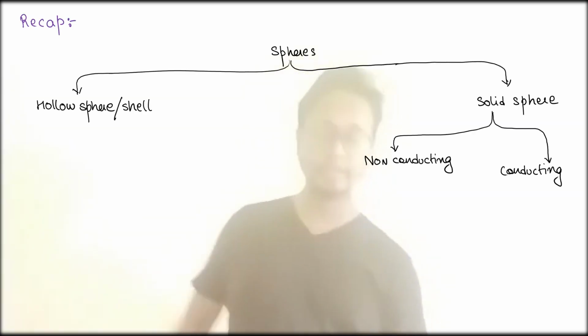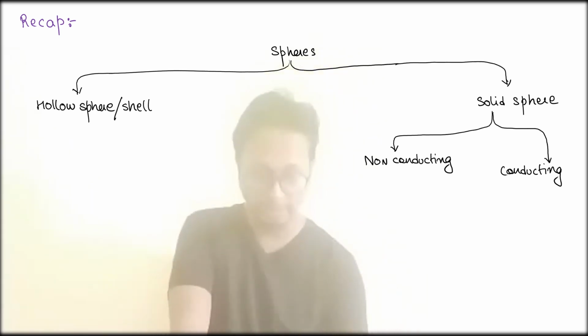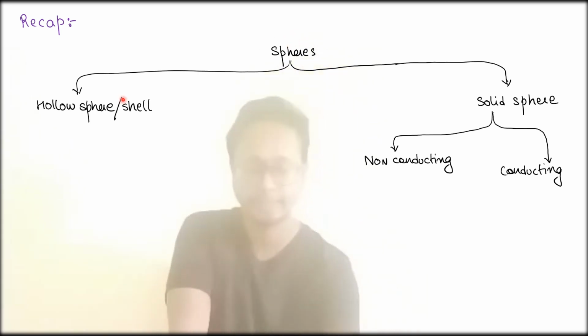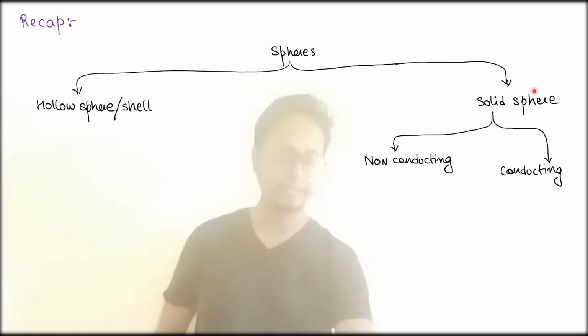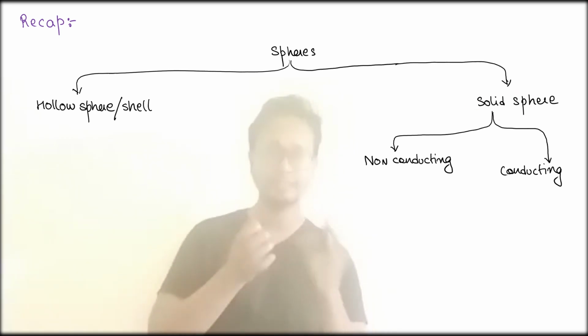So what I'll do out here is I'll recap some portion of the theory so that you don't get confused in the upcoming portion. The important thing that I'm going to discuss out here is spheres, inside electrostatics. Basically, spheres are divided into hollow spheres, which are also known as shells, and solid spheres. That means the entire sphere is filled with something.